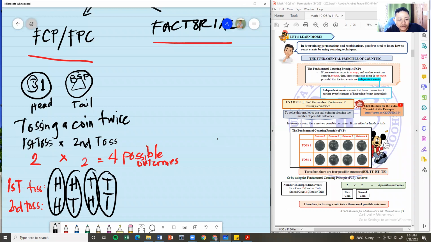Now, to prevent us from getting confused in the listing method, let's just follow the FCP. We just have to multiply the possible outcomes per event, and then we will get the answer. Got it? Show me a reaction if that is clear so far. That's FCP. Show me a reaction, please. Very good. Okay, let's have another.